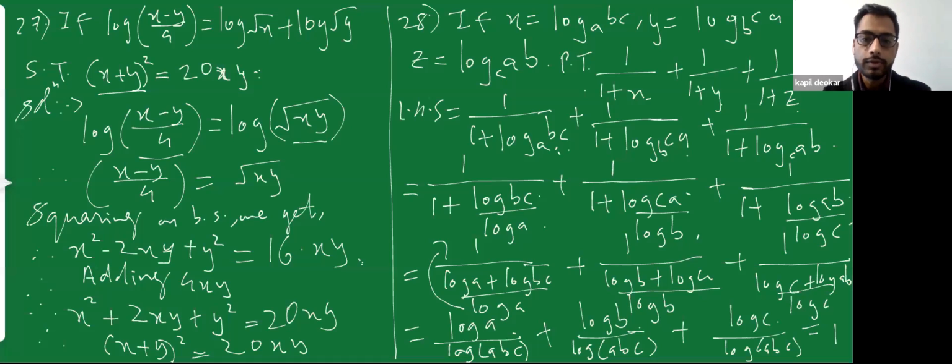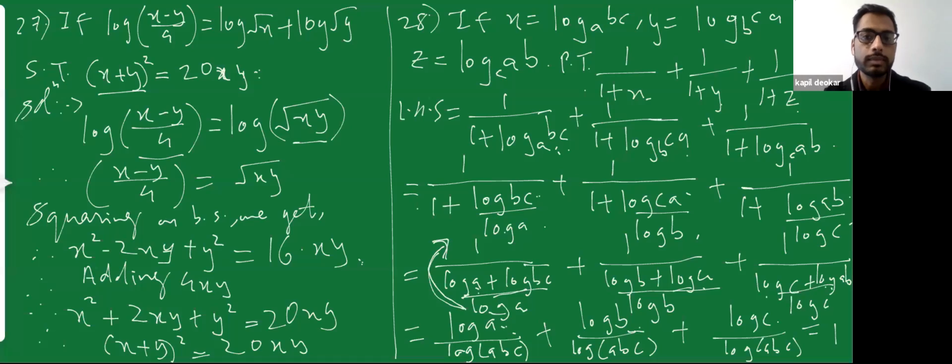In your next step, you have taken LCM of log of A. Simple LCM, log A plus log BC. Similarly, over here, you have taken LCM, and over here, you have taken LCM. In the next step, the term which is present in the denominator's denominator can be written in the numerator. So this log A can be written in the numerator, and the denominator terms would be log A plus log BC.